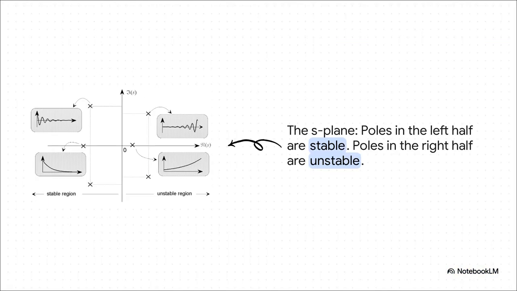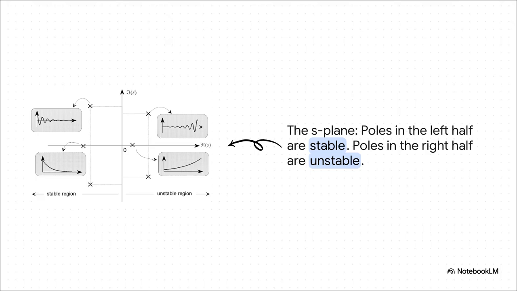Okay, so for analog systems, this map is called the S-plane. And here's the deal. It's all about the location of the poles, the X's. If a pole is on the left-hand side of the map, it represents energy that fades away over time. That's good. That's stable. But if a pole wanders over to the right-hand side, that represents energy that grows and grows exponentially forever. That's bad.